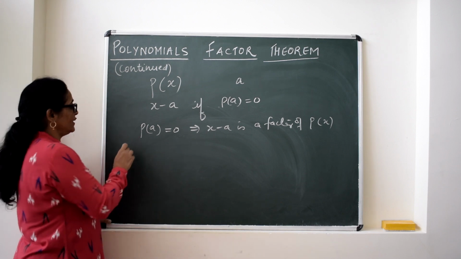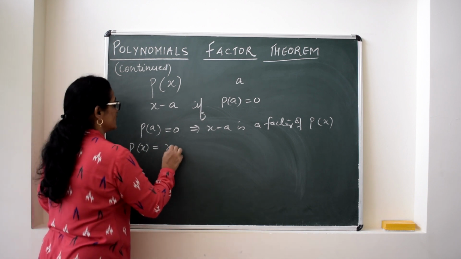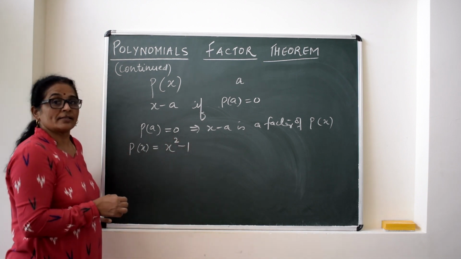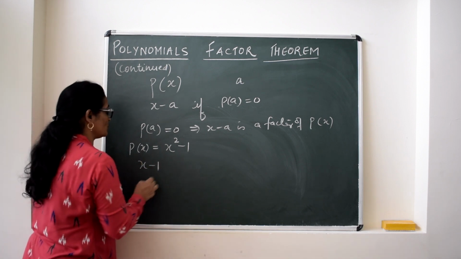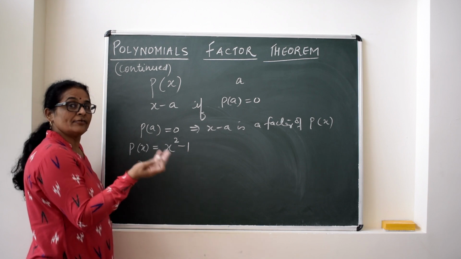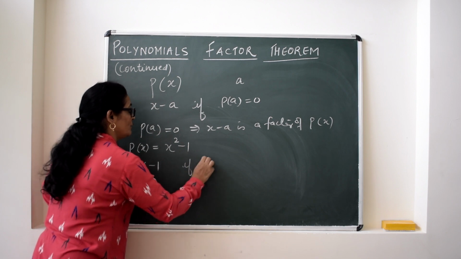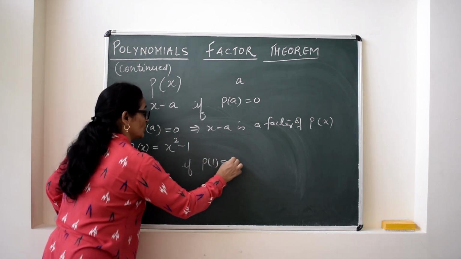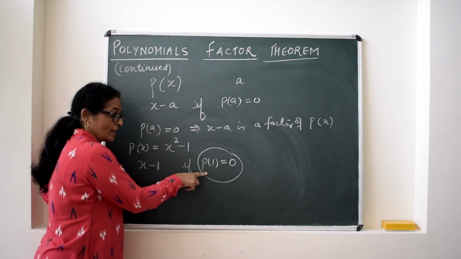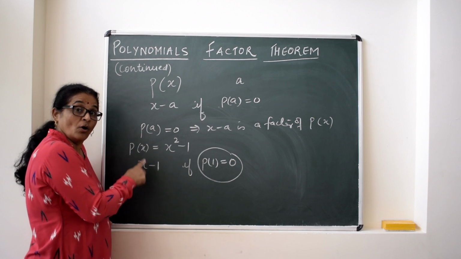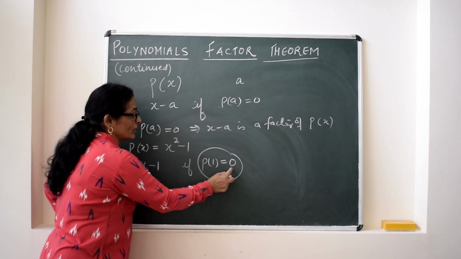It means that if any polynomial is given to us, for example, x square minus 1, we can say x minus 1 is a factor of this given polynomial if p of 1 is 0. So this we have to check. If p of 1 is 0, then x minus 1 is a factor, or x minus 1 is a factor if p of 1 is 0.